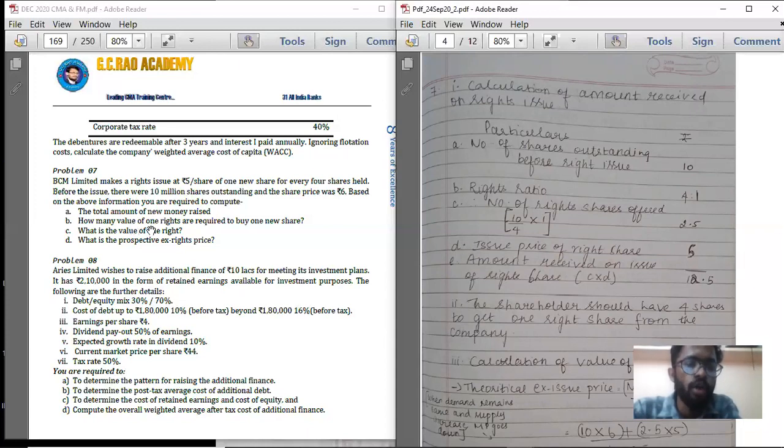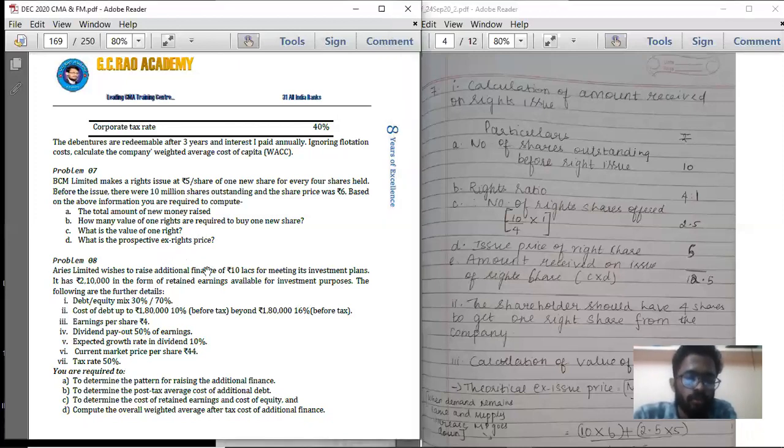Second, point B: how many rights are required to buy 1 new share? That is, you need 4 shares to buy 1 new share. What is the value of 1 right? There is a separate formula for calculating the value of 1 right. Using that, we can calculate the value of 1 right. And they are also asking us to calculate the prospective ex-right price. So we have to calculate all 4 using the data they have given.